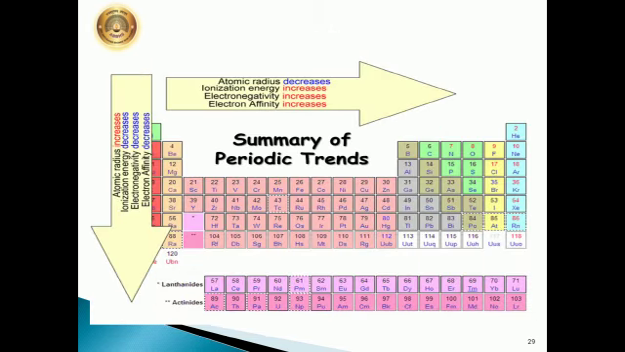Here is a small summary of the periodic trends. Atomic radius decreases from left to right. Atomic radius increases from top to bottom. Ionization energy increases from left to right. Ionization energy decreases from top to bottom. Electronegativity increases from left to right. Electronegativity decreases from top to bottom. Electron affinity increases from left to right and decreases from top to bottom.